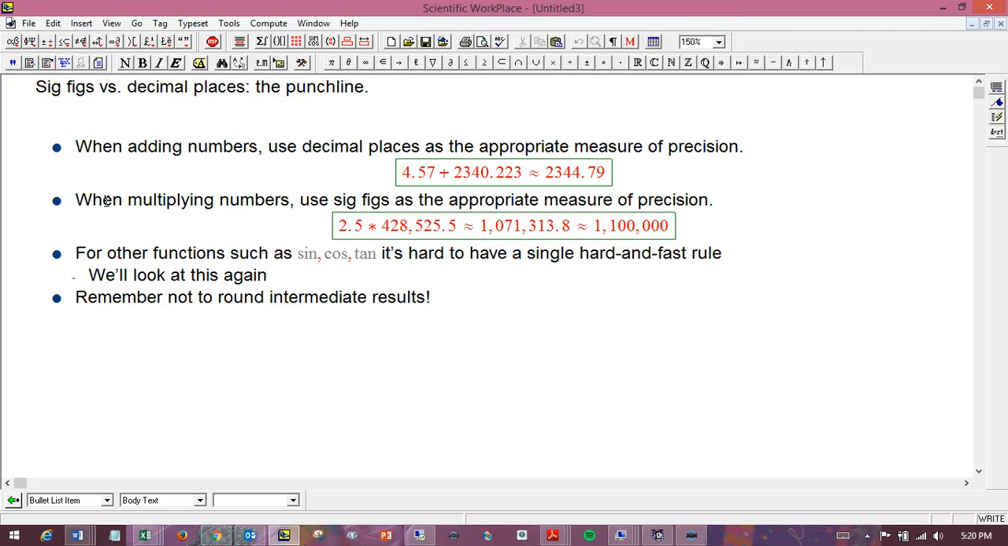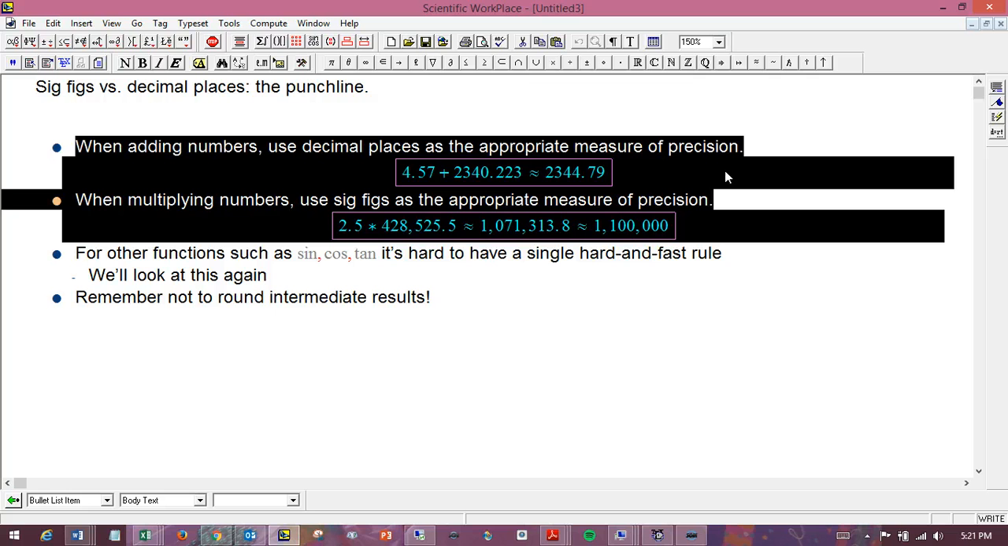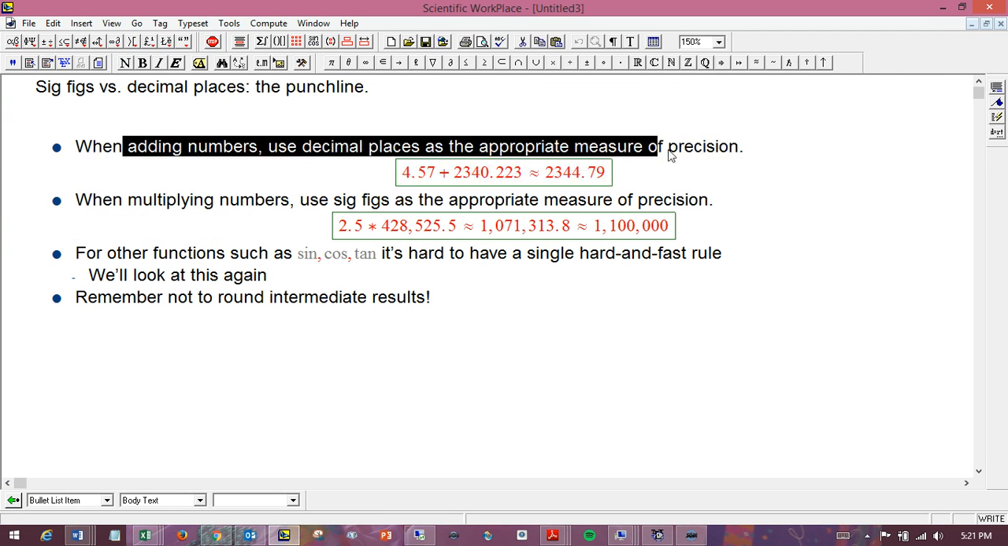Quick punchline on sig figs versus decimal places, as far as we've gotten with that. Probably you've seen this rule before, but it's worth just reviewing it a little bit. When you're adding two numbers, you're going to use decimal places as the appropriate measure of precision.